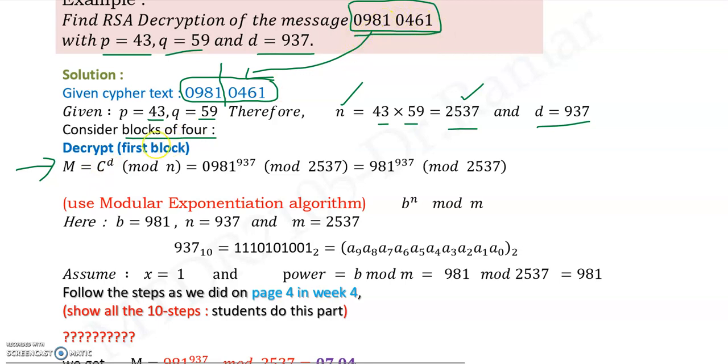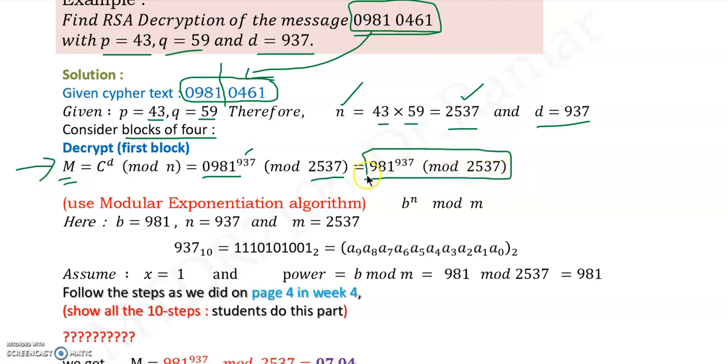What is given here? I take block 1, which is 0981, to the power D. What is D? D is nothing but 937, I put it here, and modulo N, where N is 2537. So this real text message is the answer of this expression.